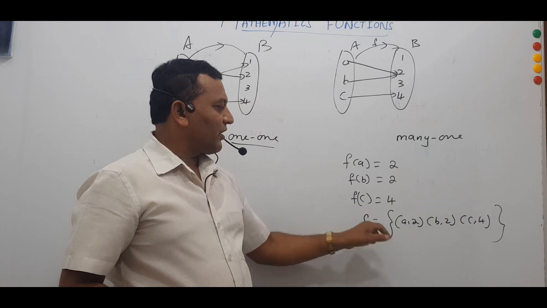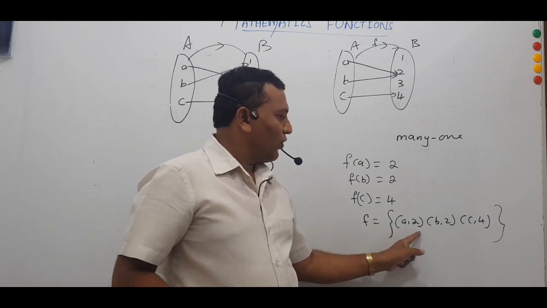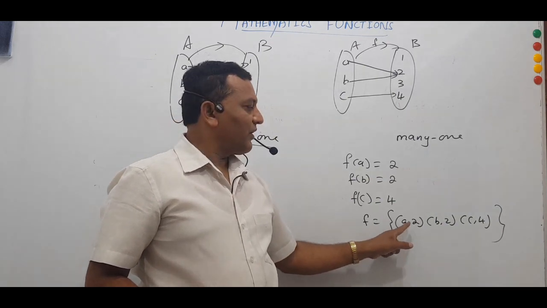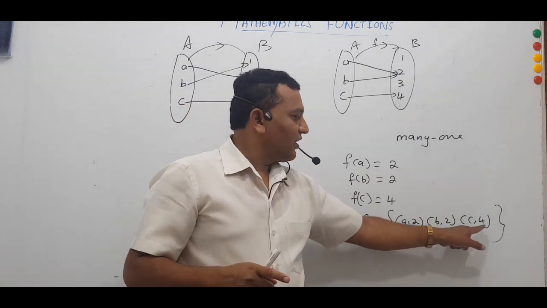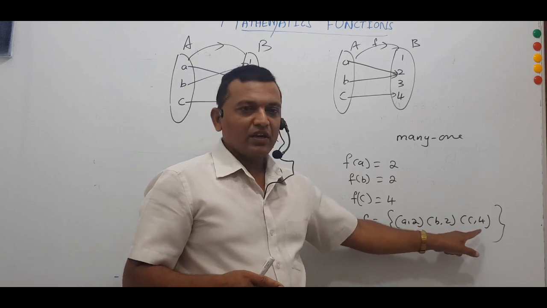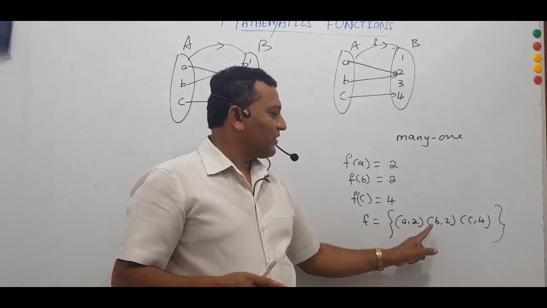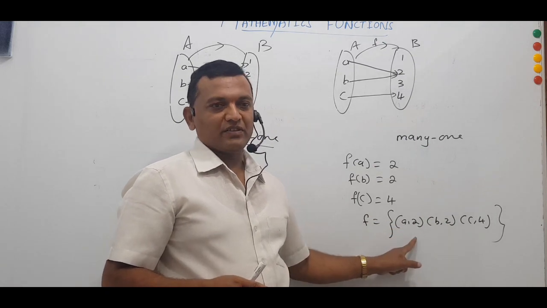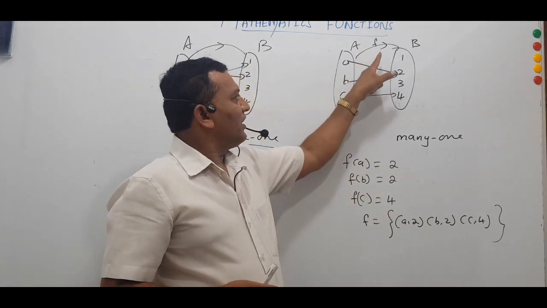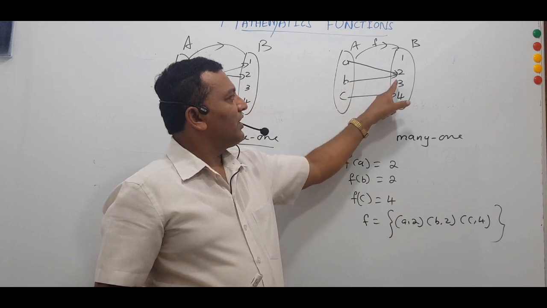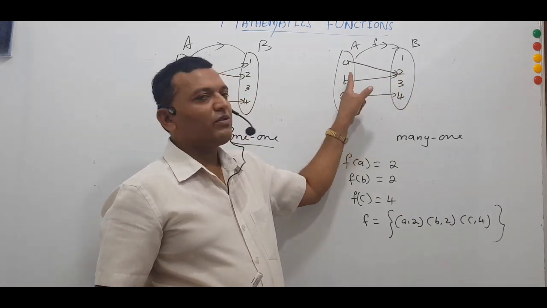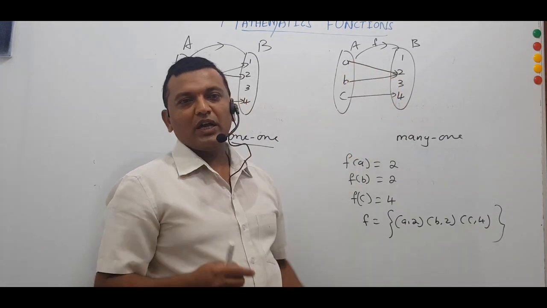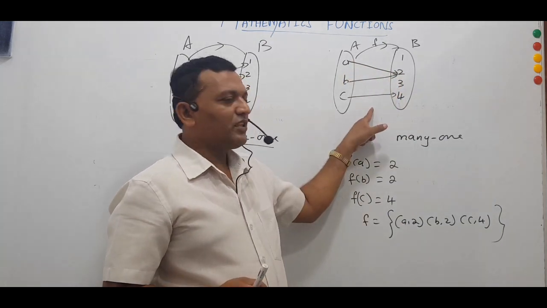If you want to study in terms of ordered pairs, no two distinct ordered pairs should have the same first element to be called a function. Here a, b, c all appear only once, not repeated. But you can see the second element has been repeated in the first two ordered pairs. Therefore, it is a many-one function. So here distinct elements have distinct images, but distinct elements don't have distinct pre-images. 2 has two pre-images and 1 and 3 have no pre-images. Therefore, it is a many-one function.